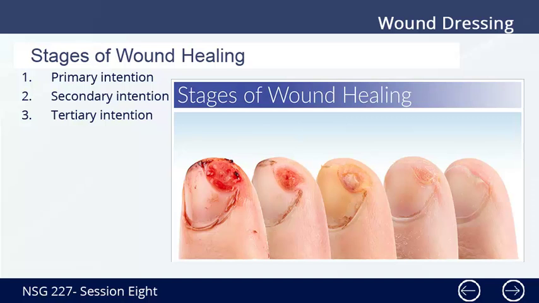3. Tertiary intention is delayed primary closure. The wound is left open for several days and is then sutured closed. There is increased risk of infection and inflammatory reaction. The wound is usually one that is fairly deep and likely to contain accumulating fluid. A drain or pack gauze may be placed into the wound to provide for drainage.